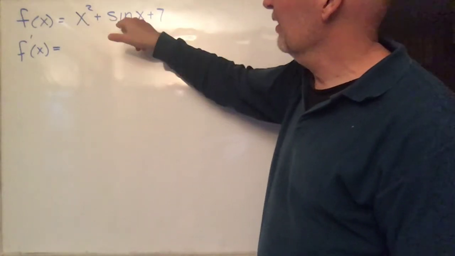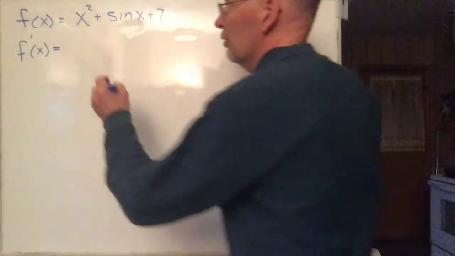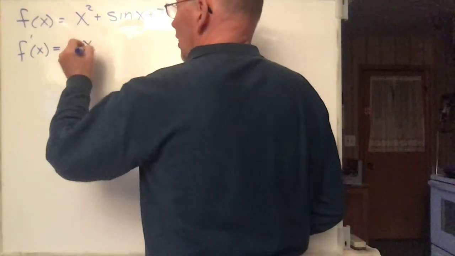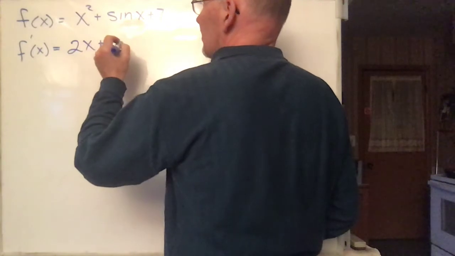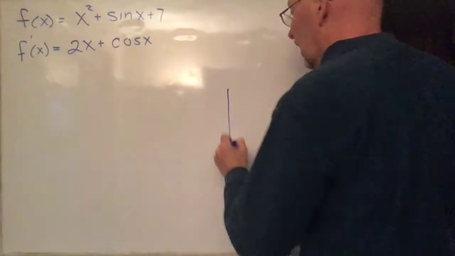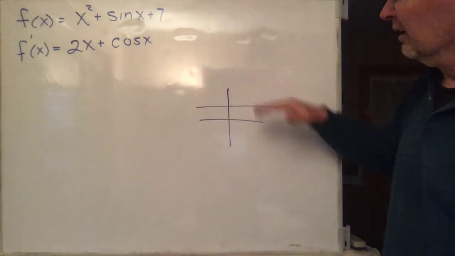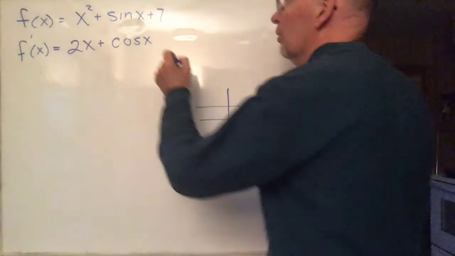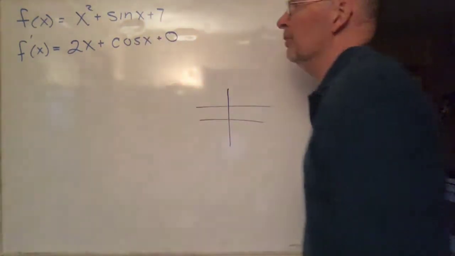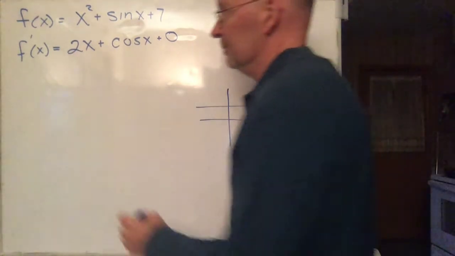You just take each one of these separately and take the derivative. So we know the derivative of x squared is 2x. We know the derivative of sine of x is cosine of x. And 7, that's just a constant. The function 7 looks like this. The slope of that is 0 at every point. So if you want to put plus 0, you'd be all set. So there's that one.